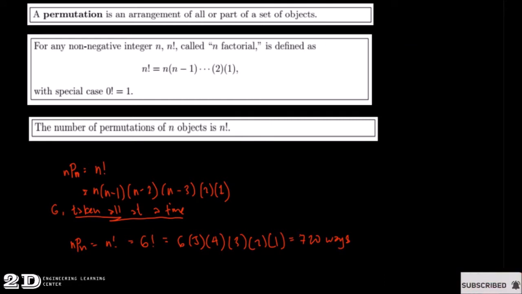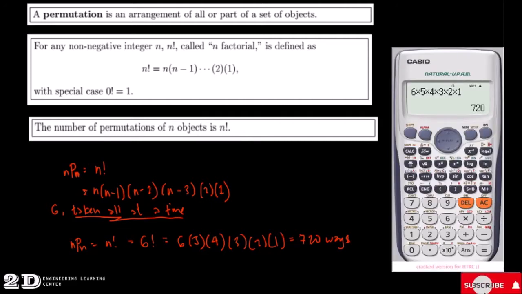Okay, so there is also a shortcut in our calculator. If you have this type of calculator, a Casio calculator, the factorial is this one. You have the x factorial over here, or the button is x to the power of negative 1, the inverse. So for example, you have 6, you press shift or second function if you're not using Casio, then x to the power of negative 1, and that will be equal to 720. So you have the same answer.